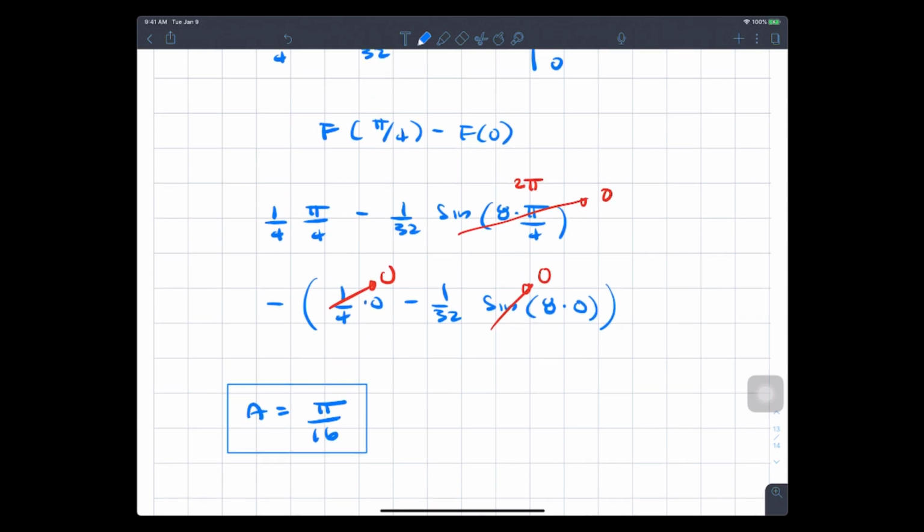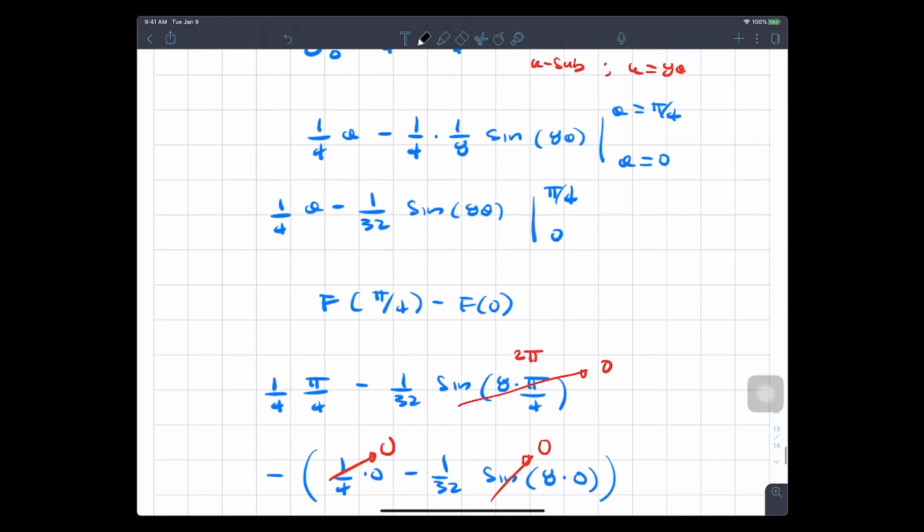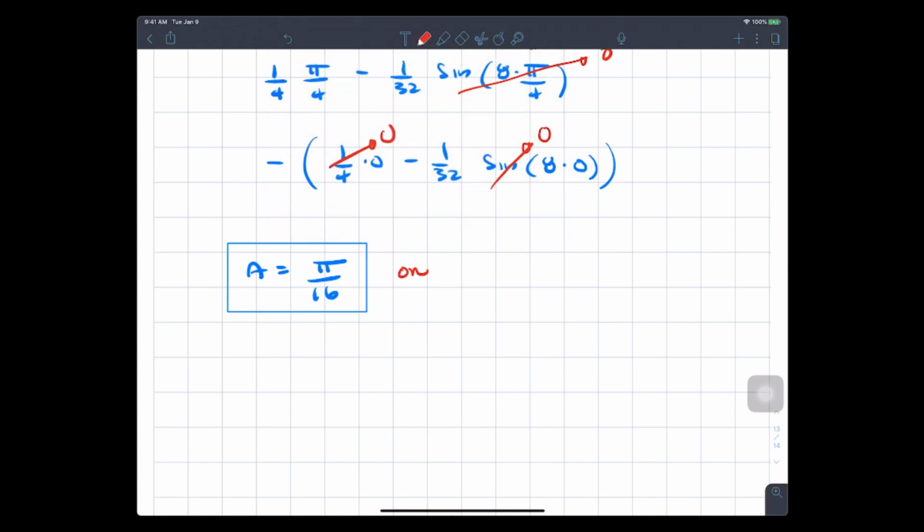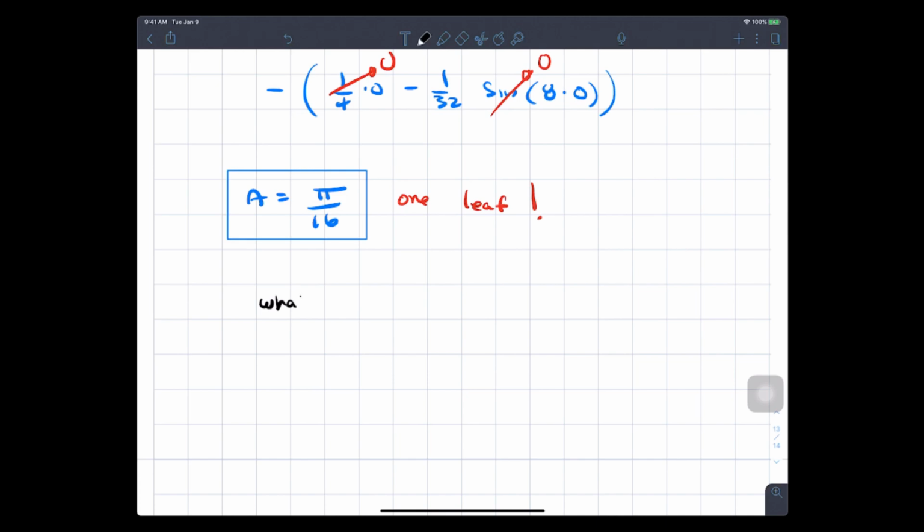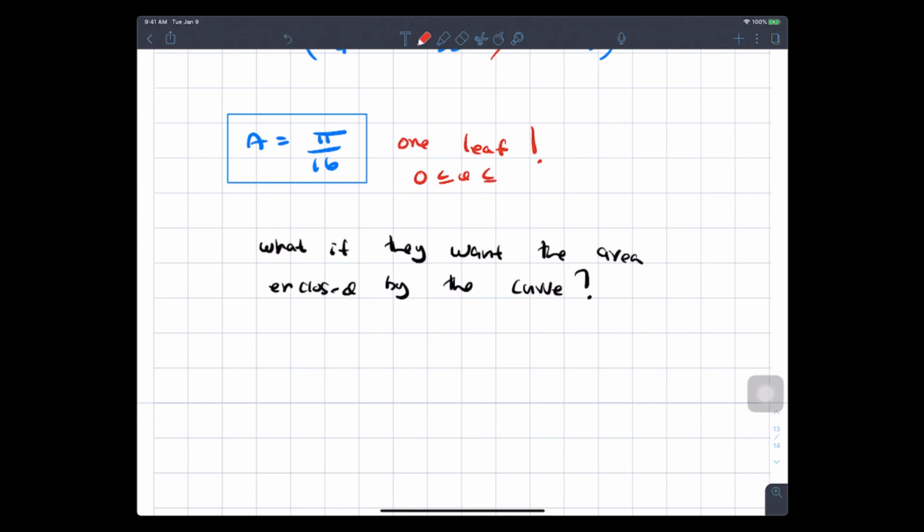So double check. And I'm going to say to you guys, if you went back to that picture, this is one leaf. Now here's a note. What if they want the area enclosed? Here's what they say: find the area that the curve encloses. What if they want the area enclosed by the curve? In other words, instead of 0 to pi over 4, they're talking 0 to 2 pi.